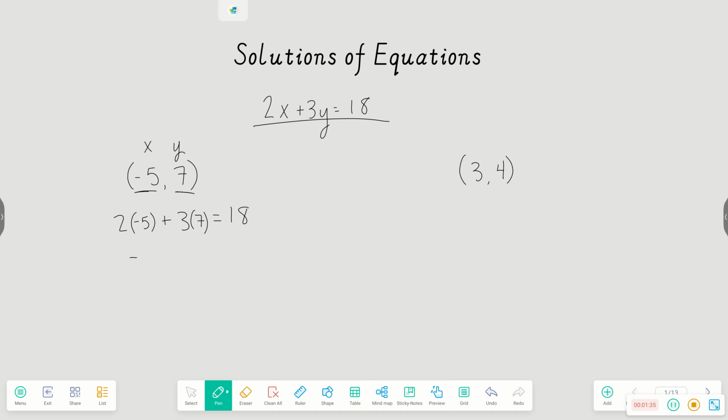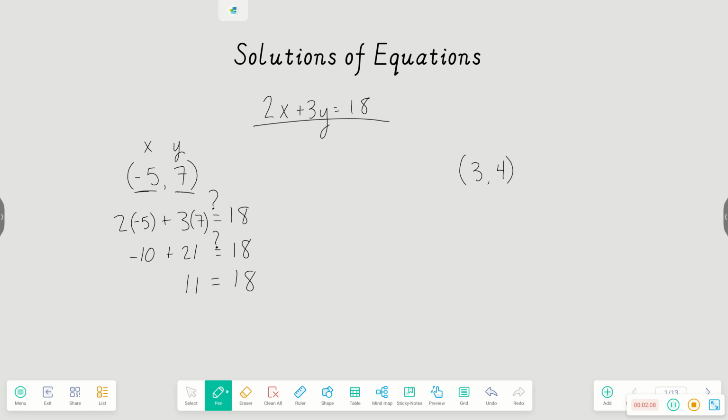2 times -5 is -10. 3 times 7 is 21. And we want to see if this equals 18. I like to do this and go, question mark. We don't know yet. We still don't know if it equals 18. We're testing this out. We don't know if this is a true statement yet. Now, is 21 minus 10 or -10 plus 21 18? It is not. It is 11. Which is definitely not 18.